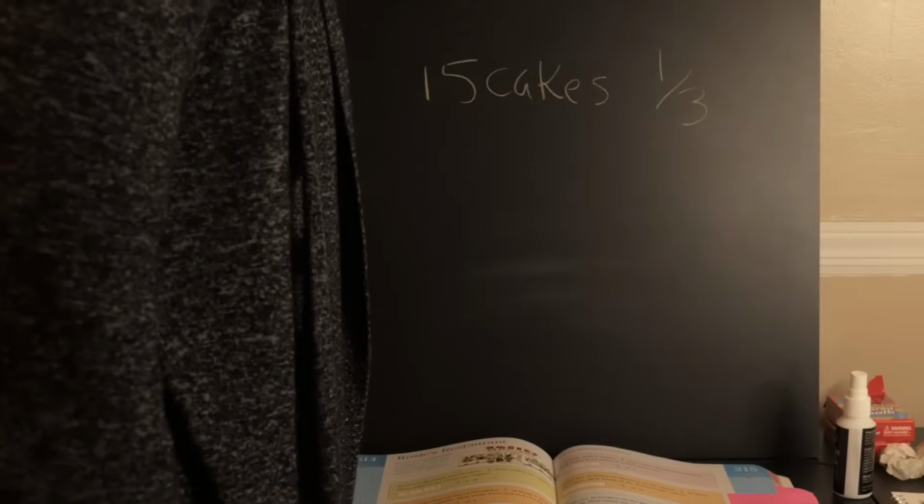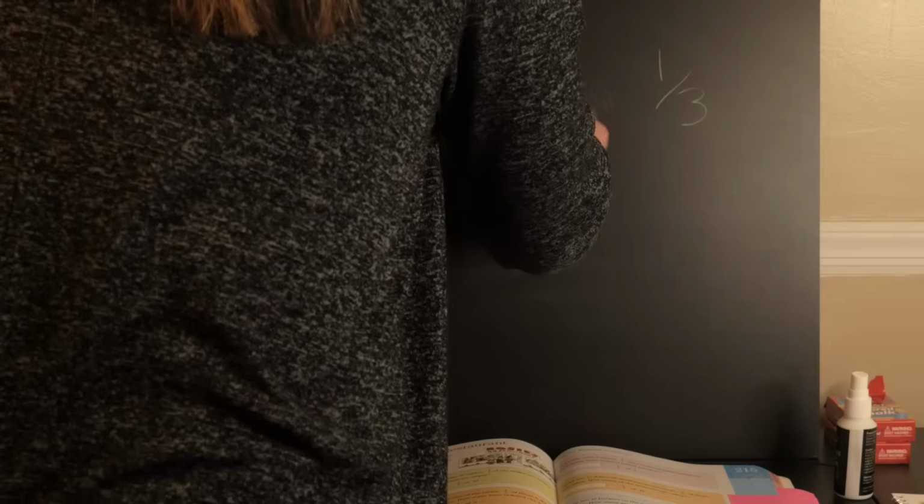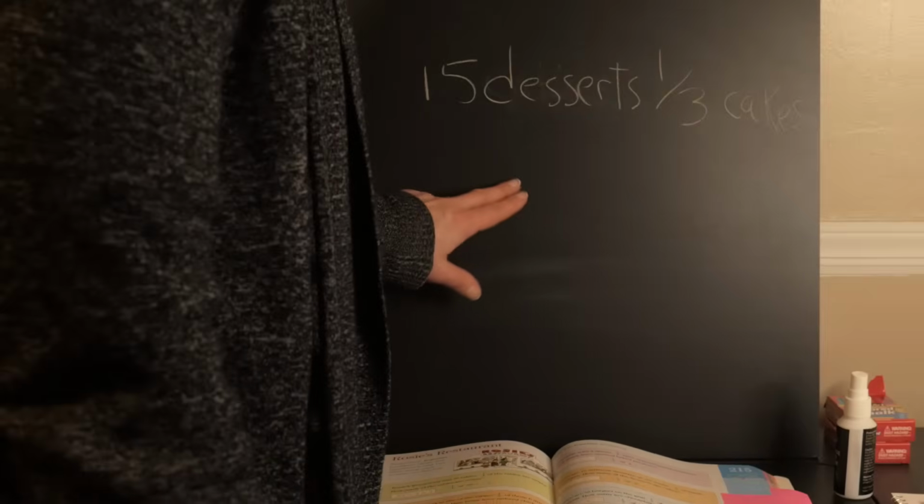Okay. So this is how we can figure this one out. Alright, so we have 15 desserts all together, right? And 1/3 of them are cakes. Okay. So they want us to figure out how many of the desserts are cakes.